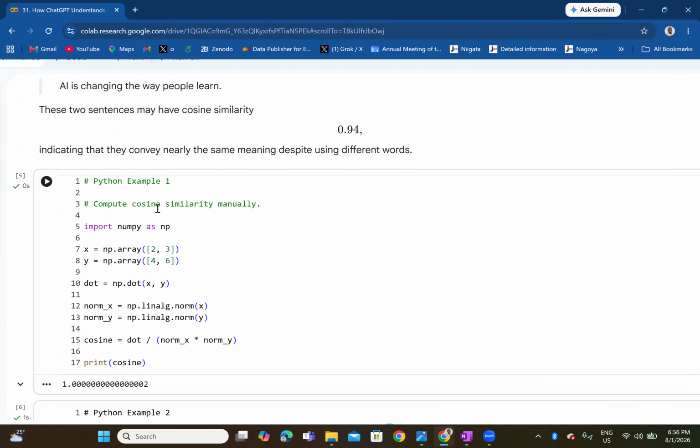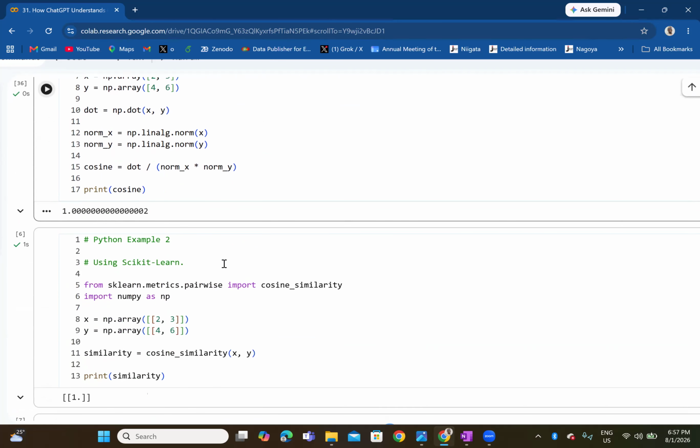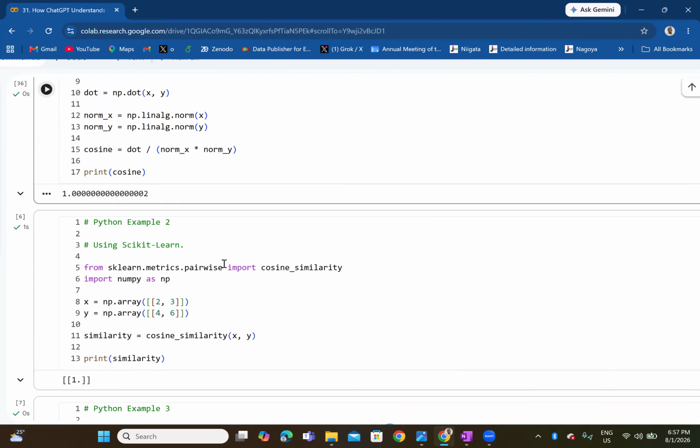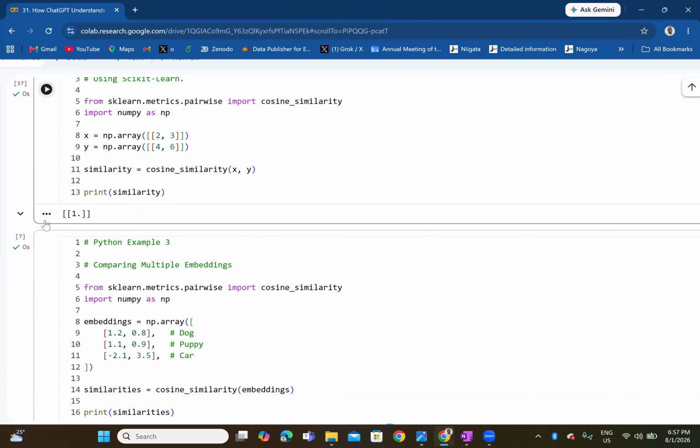For instance, if you are computing cosine similarity here, x is (2, 3), y is (4, 6). This is exactly what we did before. If you do this, you see that the result is roughly 1, meaning that these two vectors are in the same direction. If you are using scikit-learn for the same thing, you have x as (2, 3) and y as (4, 6). scikit-learn has a function called cosine_similarity directly. So you have cosine similarity of x and y, and you get perfectly 1. That means the two vectors are in the same direction.